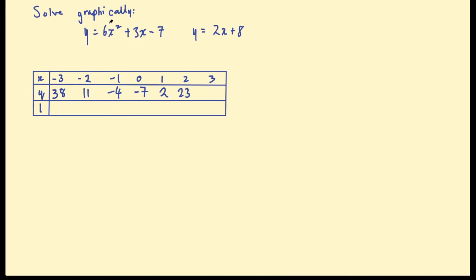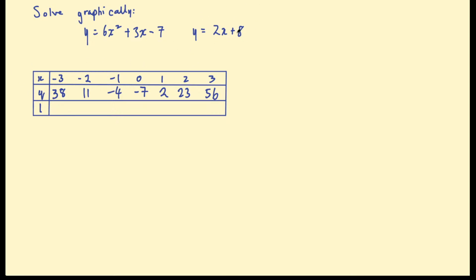And then 3, 6 times 9 again is 54, but now we add 9 because we've got 3 times +3. 3 times +3 is 9. 54 plus 9 is 63. Take 7 is 56. Wait, 54 plus 2, right?